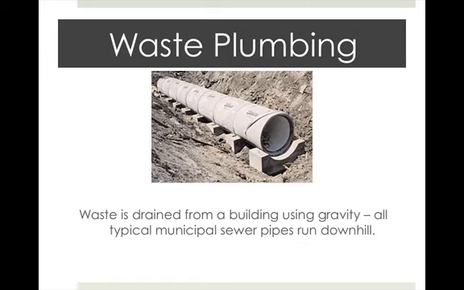So now that you understand how a building gets a clean water supply, let's talk about how it removes waste. Waste plumbing, again, is a separate system, and all waste will be drained from a building using gravity. So again, if you have a fixture that's placed below the sewer line, you're going to have to create some sort of mechanical way to get that waste to the sewer pipes. All sewer pipes in the city will run downhill.